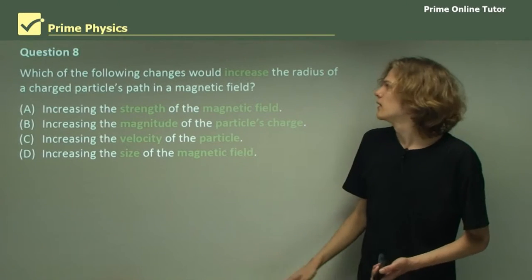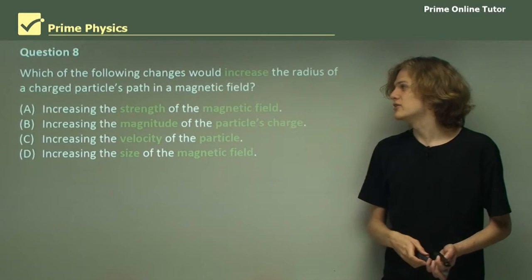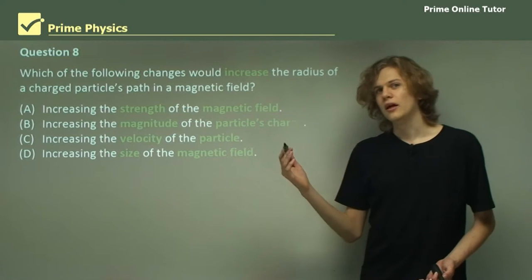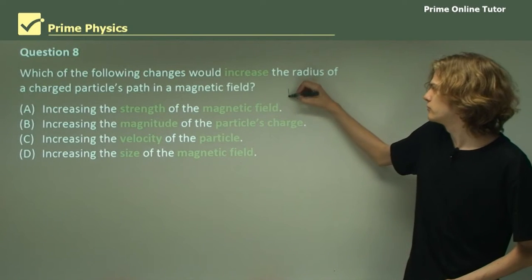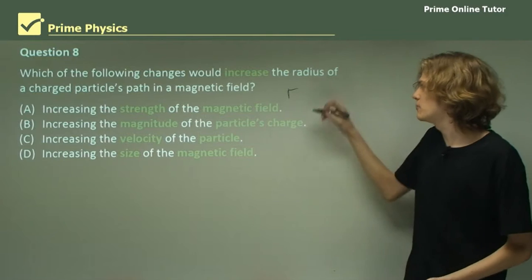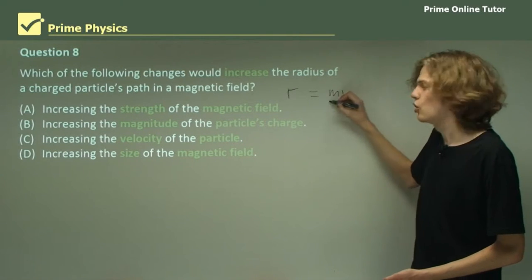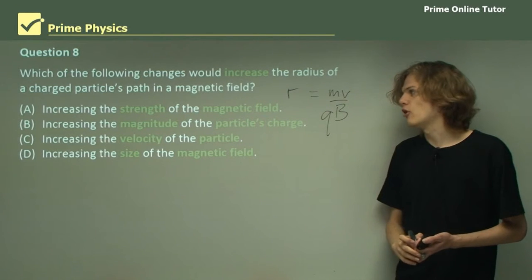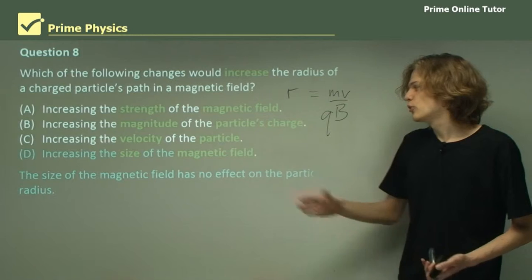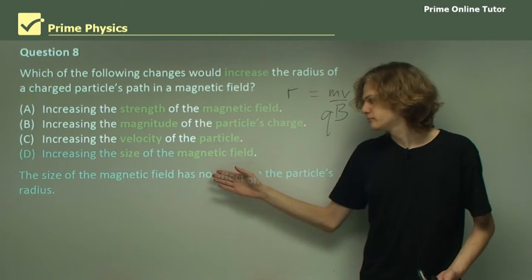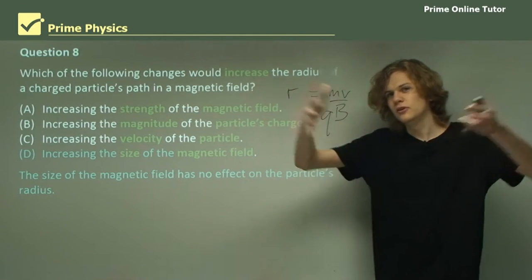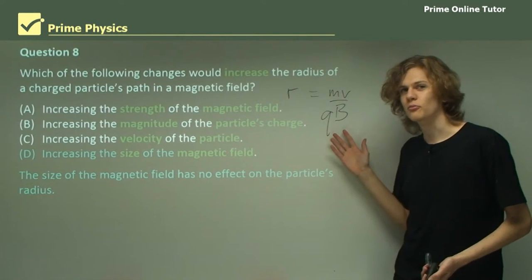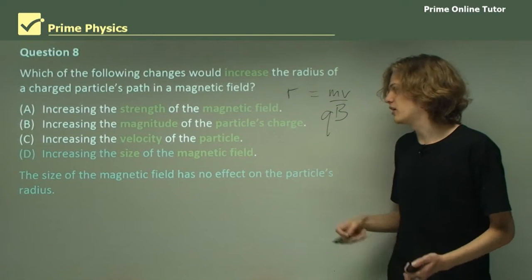Question 8. Which of the following changes would increase the radius of a charged particle's path in a magnetic field? Now we can recall that the radius of the particle's path is given by r equals mv over qB. So let's consider our options. Increasing the size of the magnetic field. Well, we can see that if the magnetic field is very great or very small, as long as it's the same strength, it won't affect the path of the particle. So D can't be the right answer.